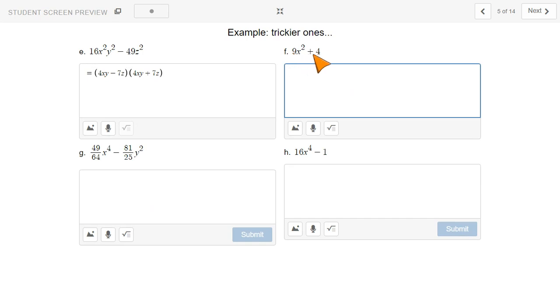Right, 9x squared plus 4. Let's check our criteria for a difference of squares. Is this a perfect square? Yes, these are perfect squares. Is it missing a middle term? Yes, it's missing a middle term. Is the c term negative? No, the c term is a positive 4. This one I can't factor. It's not a difference of squares, and it has no common factors.